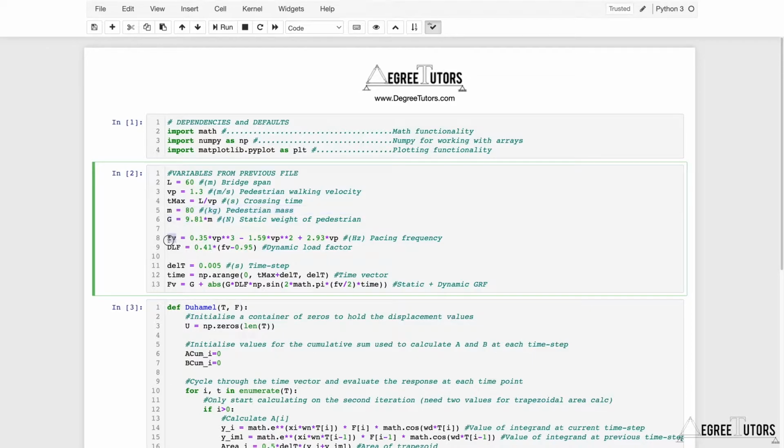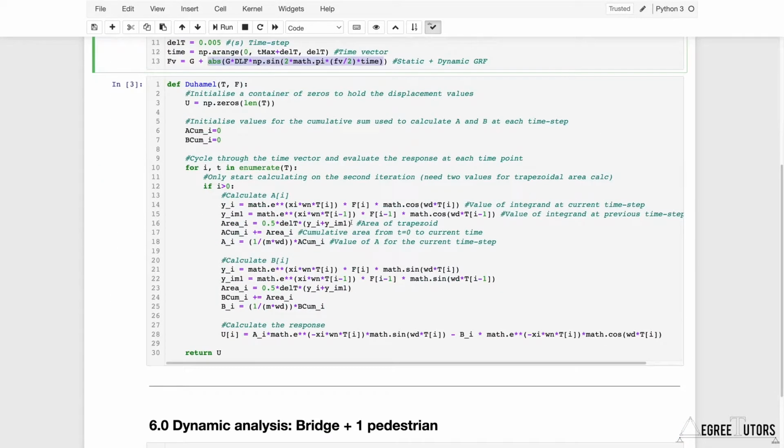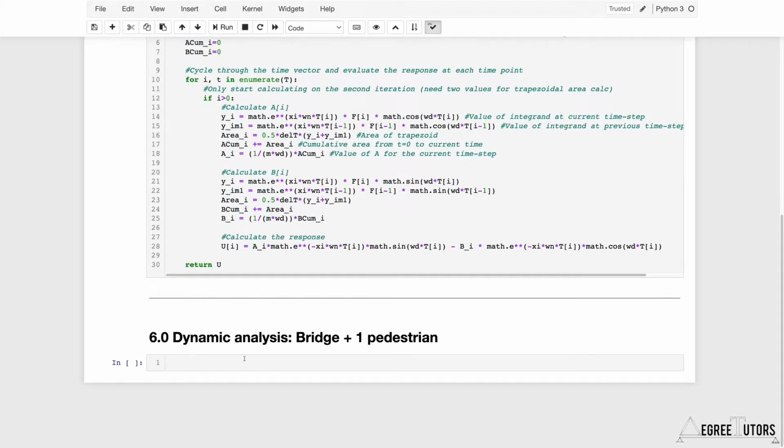So I've got the pacing frequency, dynamic load factor, time step, time vector, and then the vertical ground reaction force, which is made up of the static component and the dynamic component that we talked about. Then I've brought in my Duhamel integral function again, exact same function, copy and pasted from where we wrote it previously, and now we're ready to get going on the new stuff for this lecture.